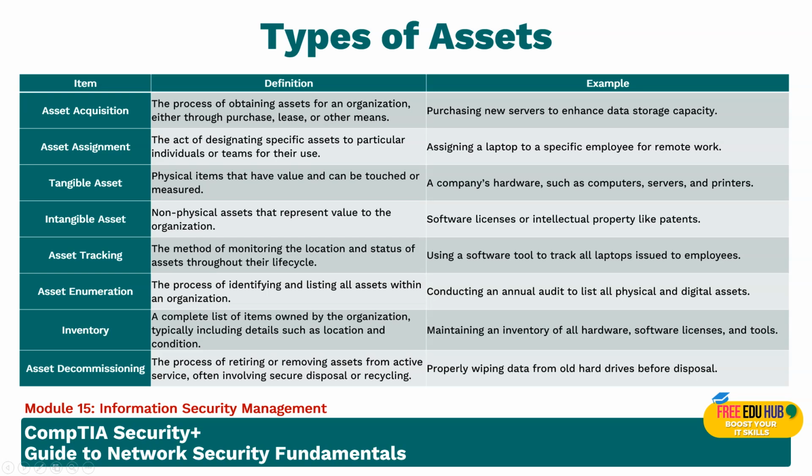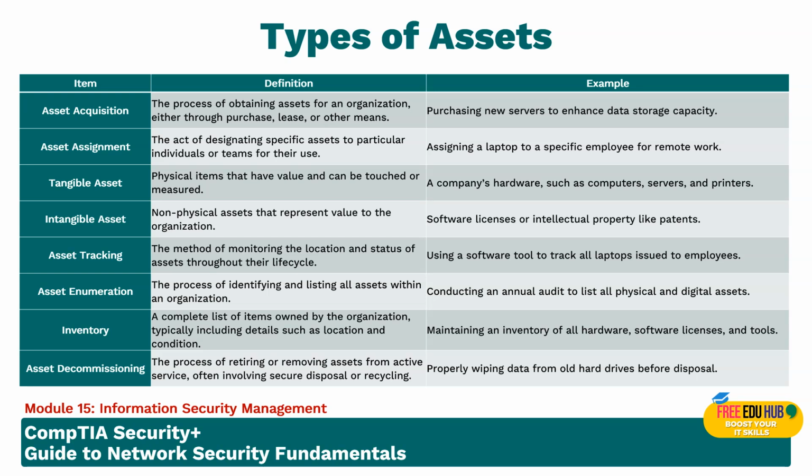Then we have the asset life cycle stages: asset acquisition, asset assignment, tangible assets, intangible assets, asset tracking, asset enumeration and inventory, and then finally decommissioning. We'll try to understand it one by one. Asset acquisition is when we buy or purchase software or an asset. The process would obtain the assets for an organization through purchase, lease, or other means. It's a complete process. For example, purchasing new servers to enhance data storage capacity.